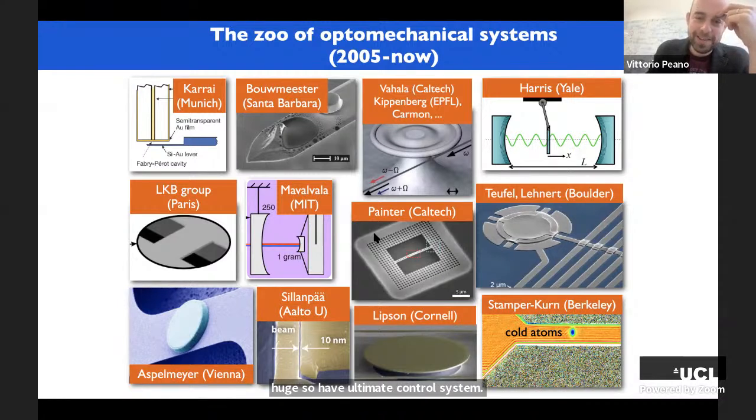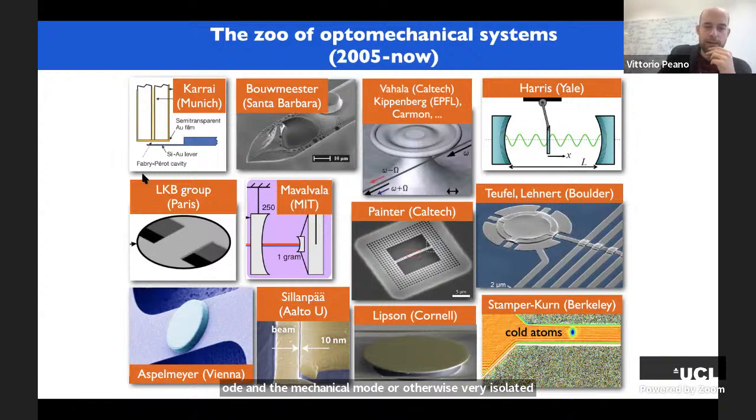Of course, this does not mean that anything would work, right? The art of creating a successful platform is that this coupling should be the most relevant in most of the cases, but it should also be as large as possible in order to be able to explore the interesting effects that I will show. So I really have to develop a platform where this coupling between the optical mode and the mechanical mode is large, and at the same time I have very high quality modes, so very small optical decay rate and very small mechanical decay rate. It means that both the optical mode and the mechanical mode are otherwise very isolated from the environment.